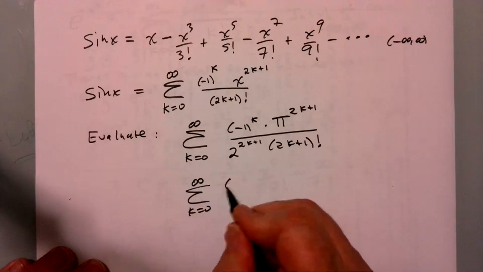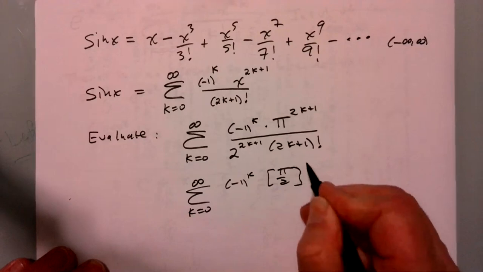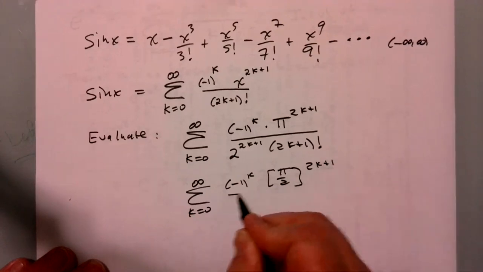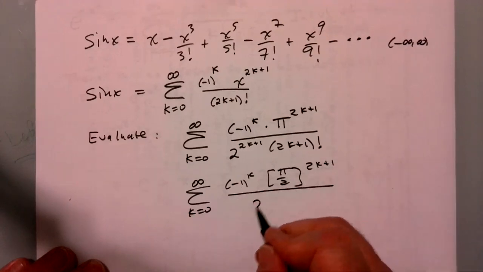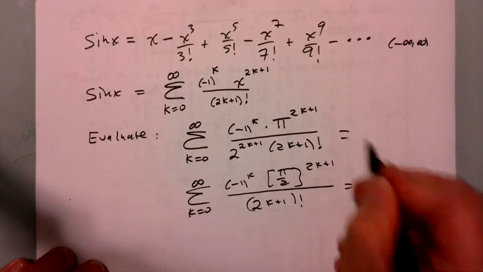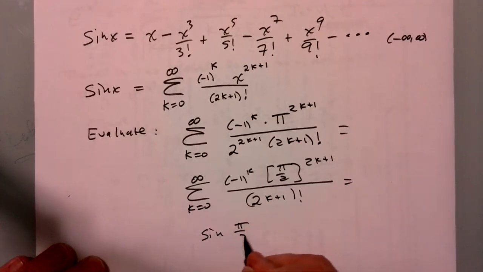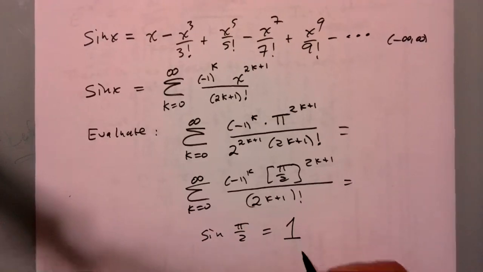So as k goes from 0 to infinity, negative 1 to the k, pi over 2 to the 2k plus 1, over (2k plus 1) factorial. That is just what? That is just sine of pi over 2, which equals 1.